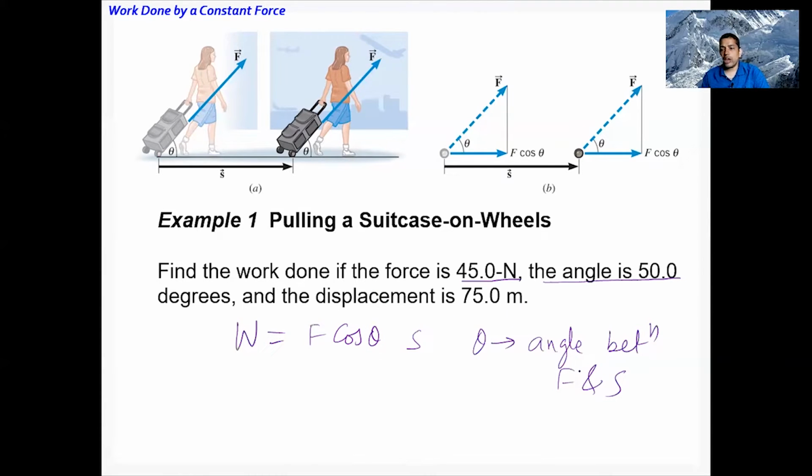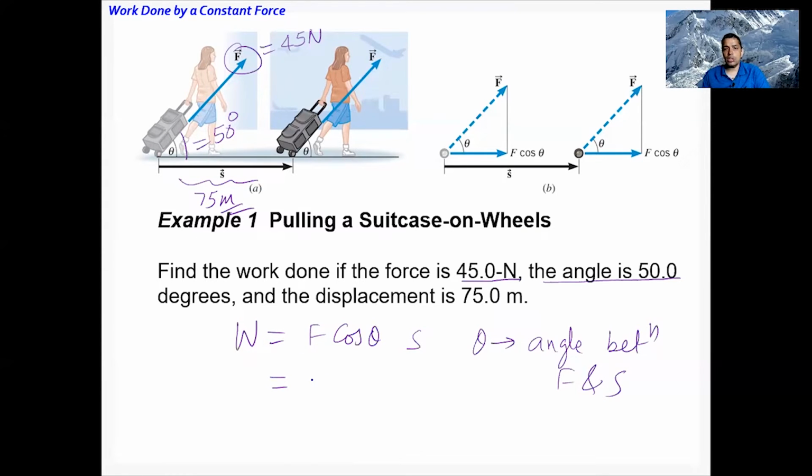In our case, what is the angle between F and S? This angle, this is F, this is S, the angle is 50 degrees and the force is 45 Newton and your displacement is 75 meter. All right, so let's plug in the numbers here.